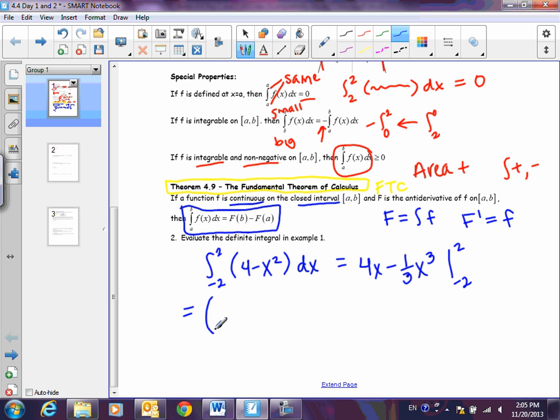So I have 4 times 2 minus 1/3 times 2 cubed. In essence, that's f of b, minus, now I'm going to do the same thing with the negative 2. 4 times negative 2 minus 1/3 negative 2 cubed. This is your answer, by the way, but we do need to actually come up with a real answer. Y'all see where I'm getting all this? Any questions?